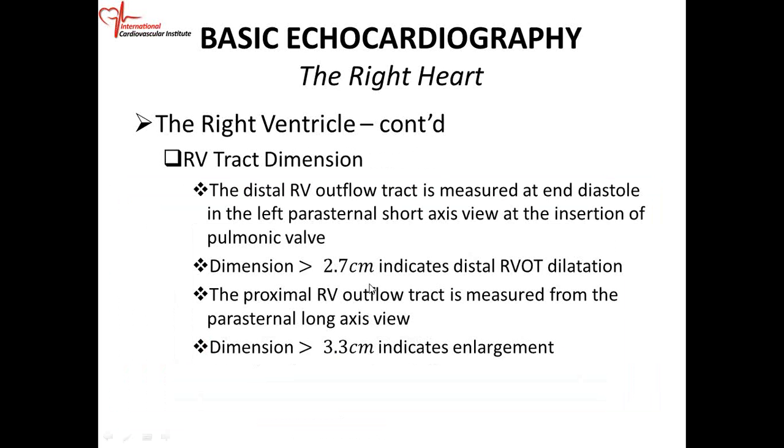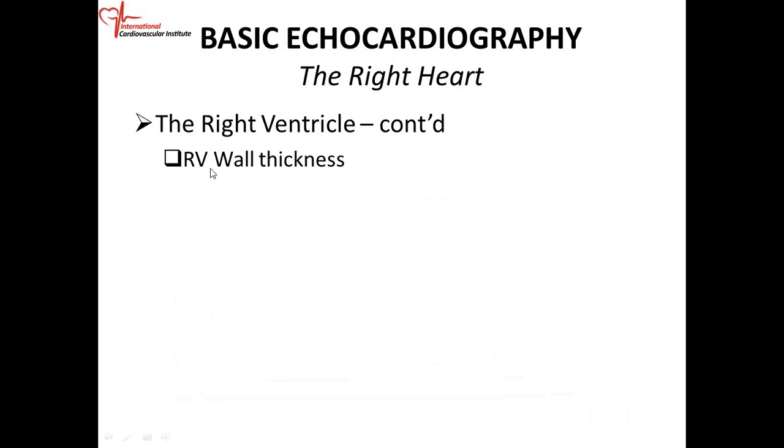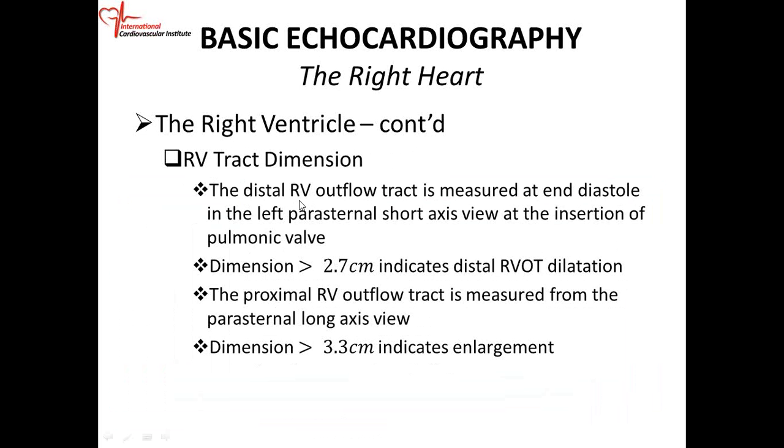So the measurements for these, the right ventricular outflow tract, the distal measurement should be less than 2.7. So if you get more than 2.7, it indicates that you have dilatation of the distal right ventricular outflow tract. And then for the proximal measurements, it should be less than 3.3. Should be less than 3.3. So you have to know these measurements. All right, so it's very important to know these measurements.